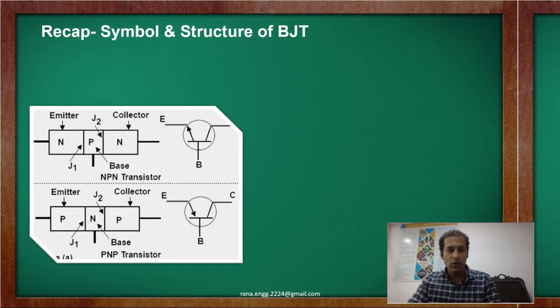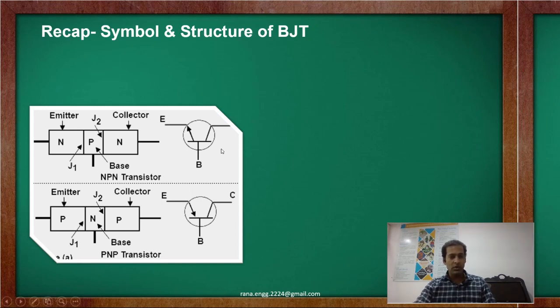First, we will see the symbol and structure of BJT. Everyone must remember the symbol and structure of the transistor. And which transistor are we talking about? If in an examination any transistor-specific name is not mentioned, then we have to consider it as BJT, that is, bipolar junction transistor.